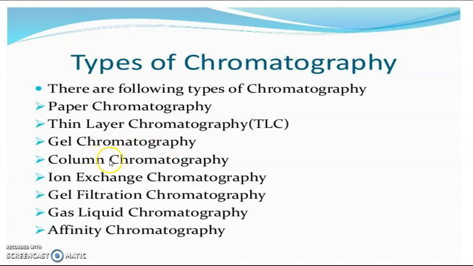Next, column chromatography. The column looks like a 50 ml burette, but there are no graduations or measurements. In the burette we have graduations, but in the column we don't have graduations. Inside the column we fill the stationary phase and from the top of the column we add the mobile phase.